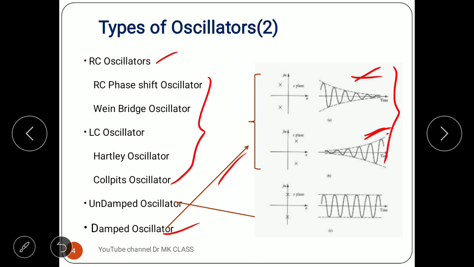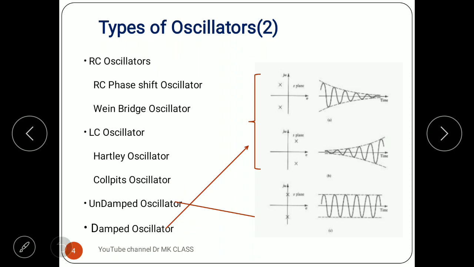from the oscillator output. What we want is what we call an undamped oscillation. So the undamped signal is the required signal from the oscillator. And actually, the design of an oscillator requires very deep knowledge in electrical engineering.